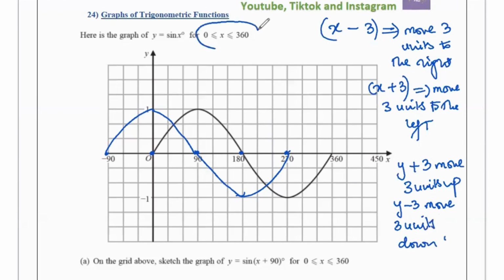Going back to the question, it says that x is between 0 and 360, which means we cannot include the negative values. But over here, we can include this value. So let's get rid of this over here. And this is your graph, starting from x equals 0 and ending at x equals 360. This is your final answer.